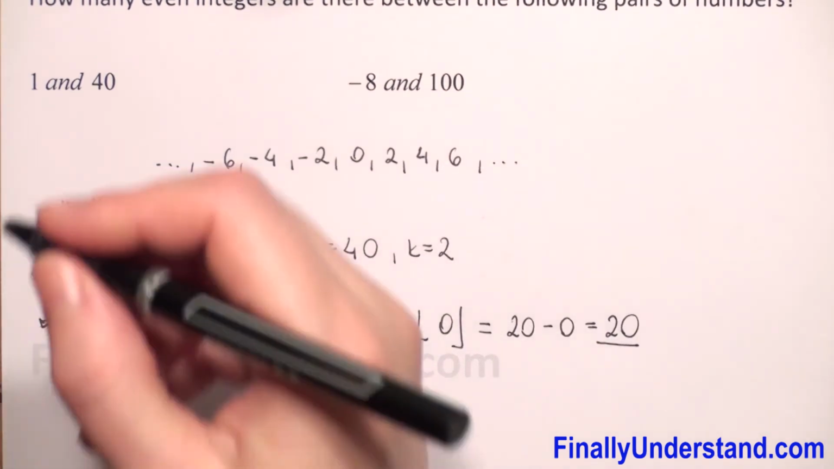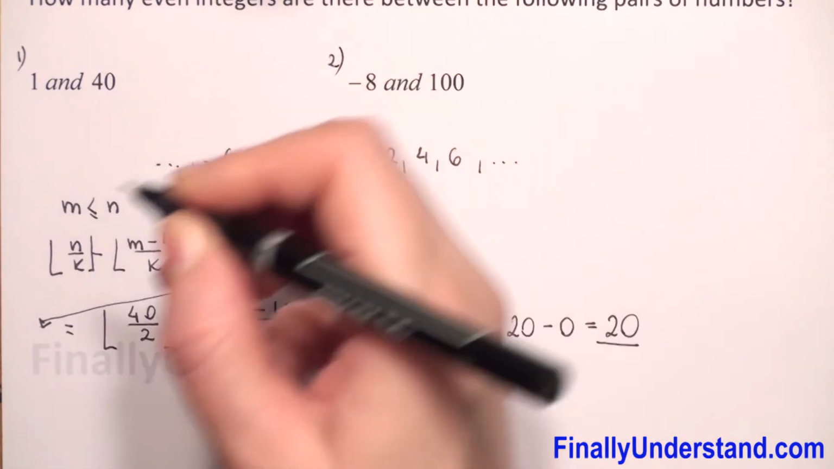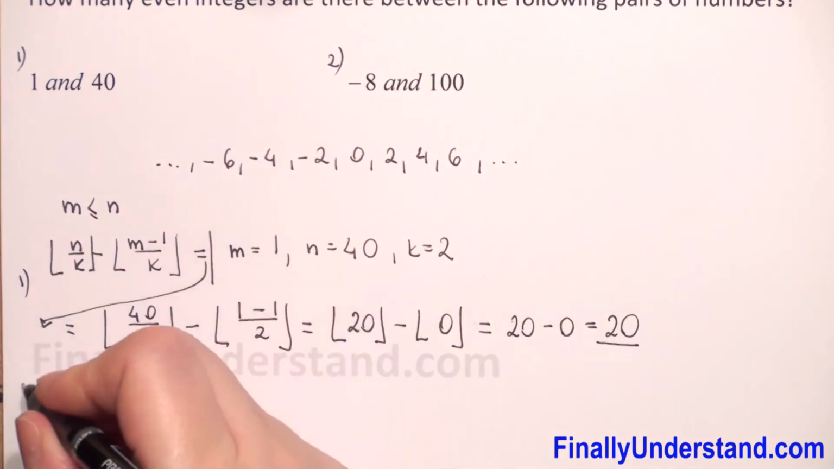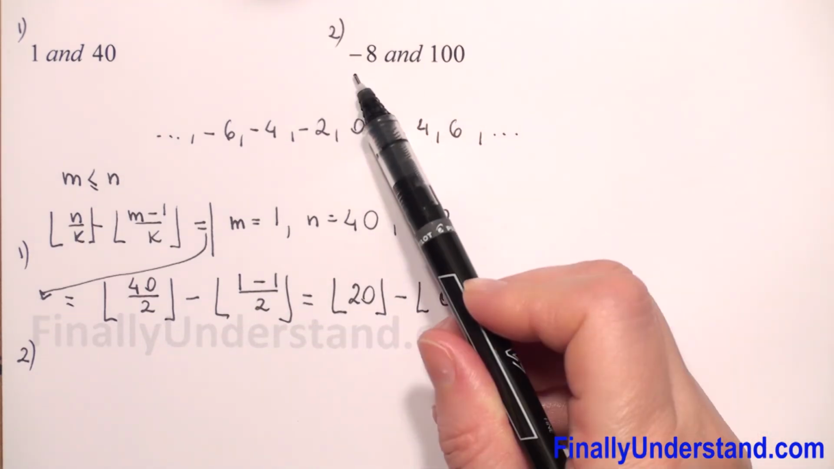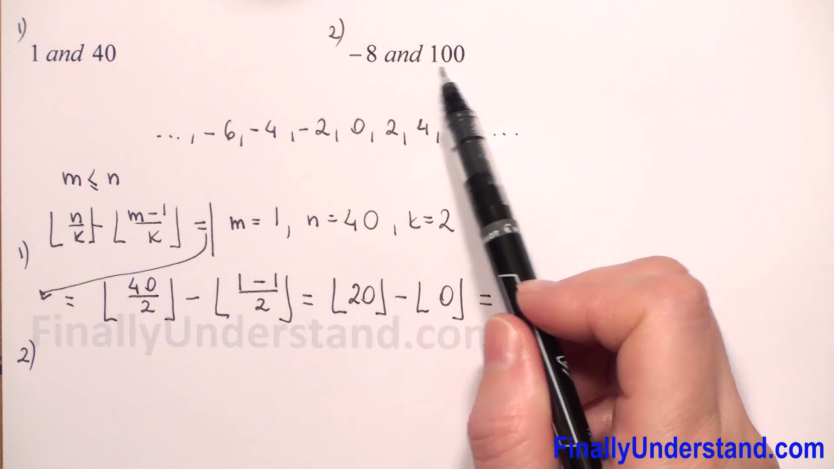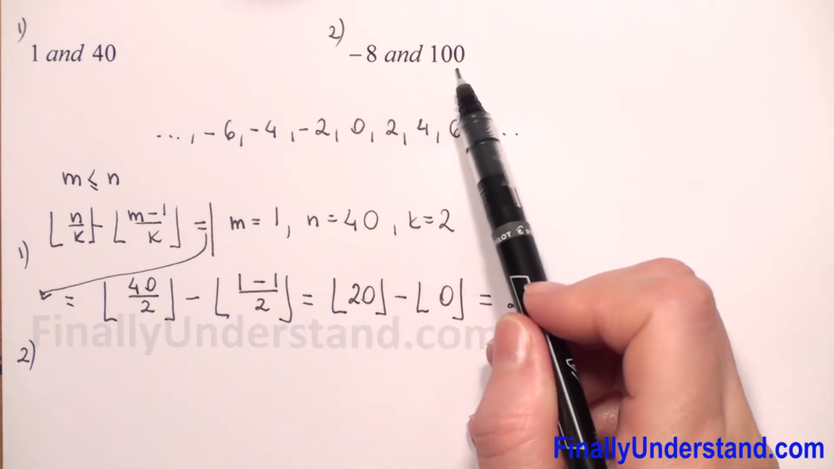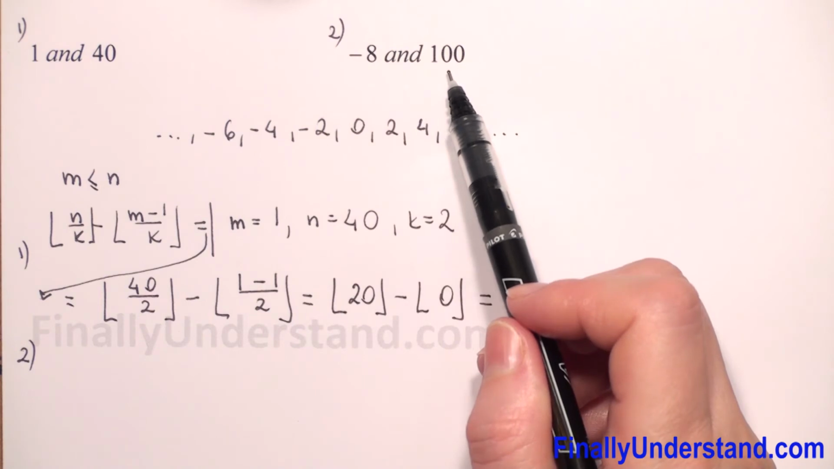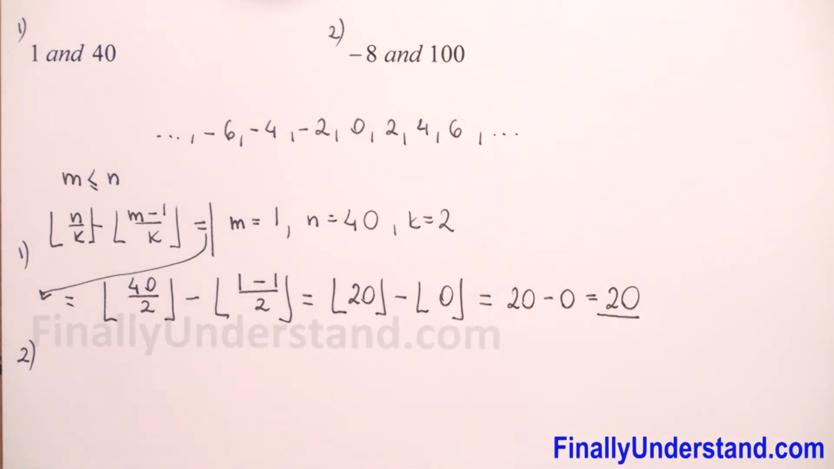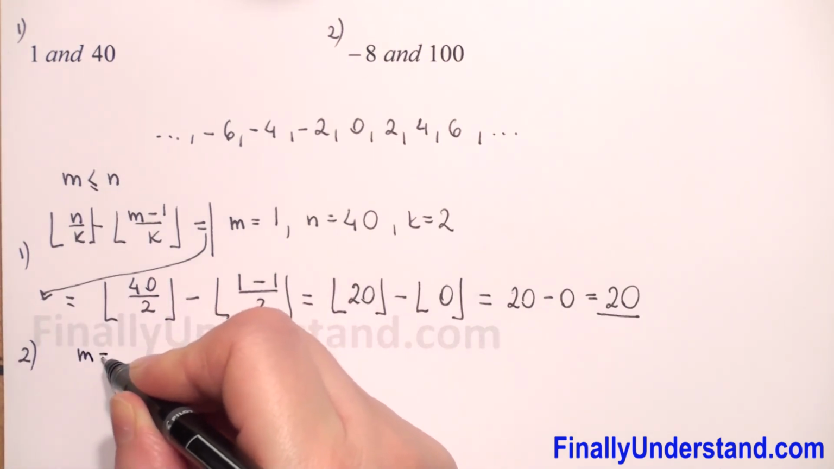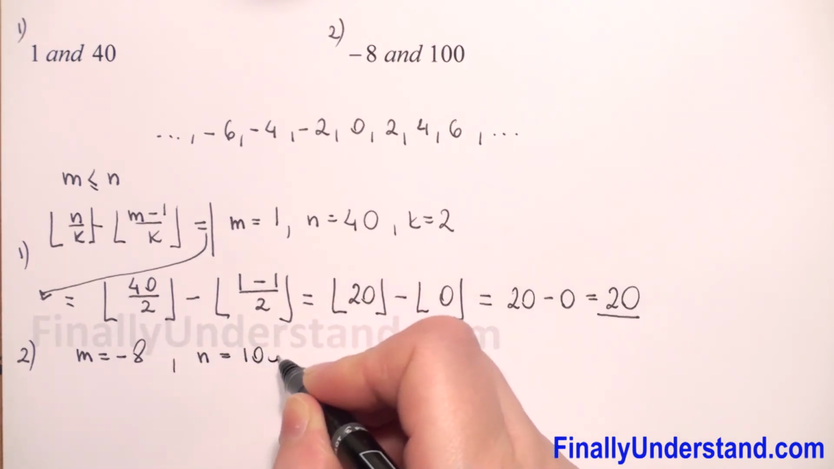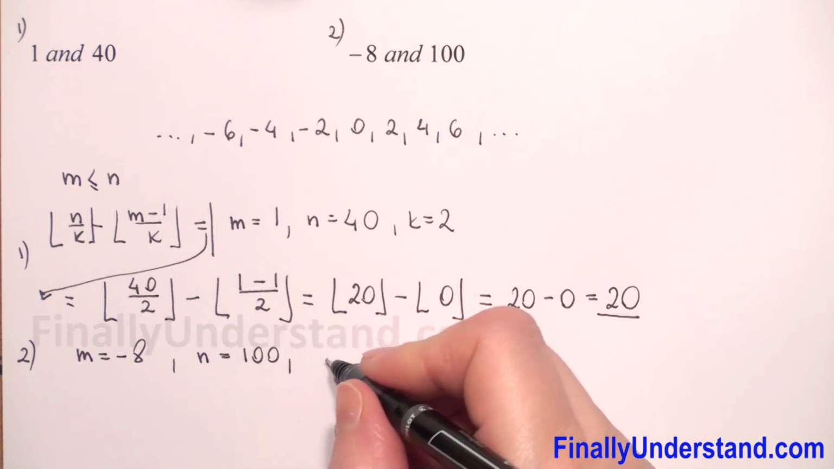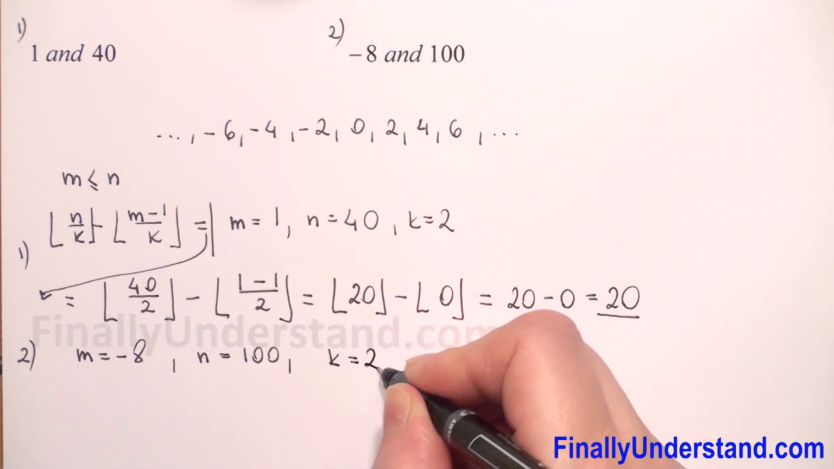Next, this was the first, and now the second. In the second example, we are given integers between -8 and 100. We have to find the even integers between -8 and 100. So in this example, we will use the same formula, and now m is equal to -8, n is equal to 100, and we have even integers, so k is equal to 2.